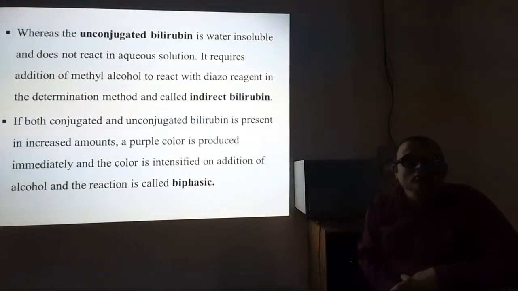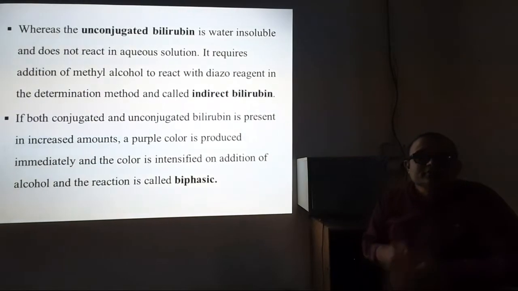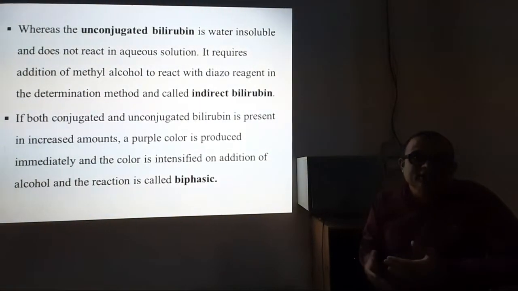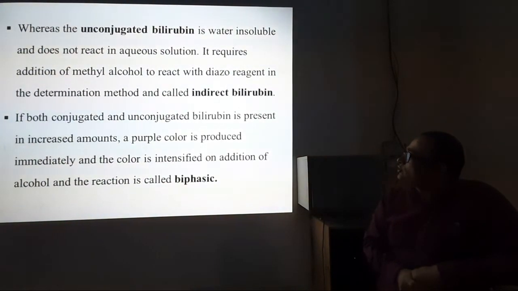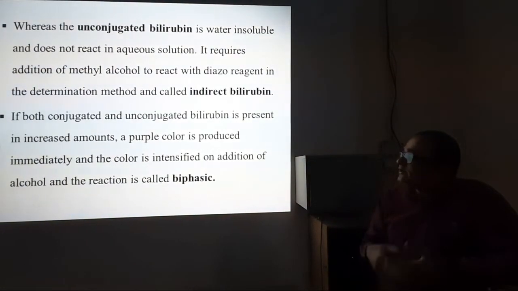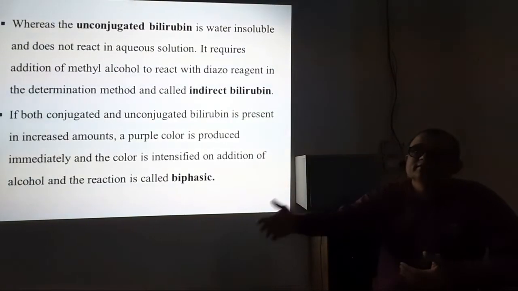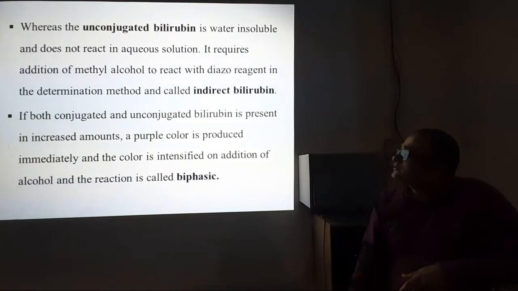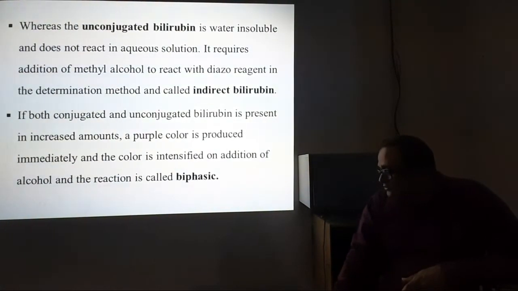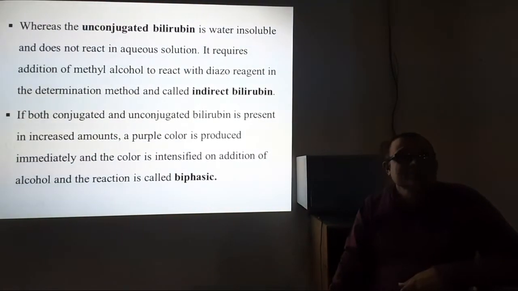Why is it called indirect bilirubin? Because it is not directly soluble in water and it becomes soluble after addition of methanol. If both conjugated and unconjugated bilirubin are present, then the purple color will be intensified. Initially the purple color is formed and that is intensified after the addition of methanol. So this is the basis of the Van den Bergh reaction. Any problem? Shall I proceed?